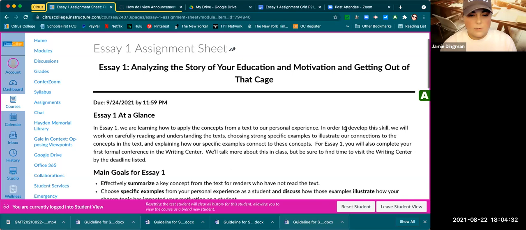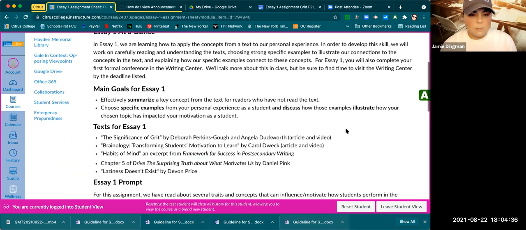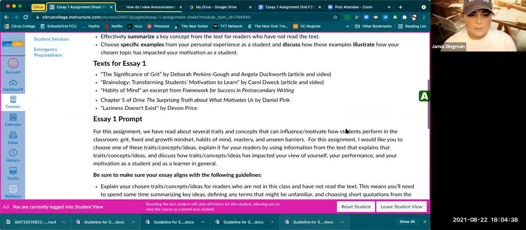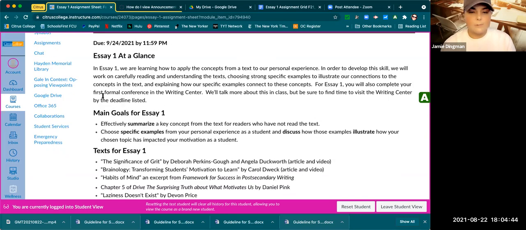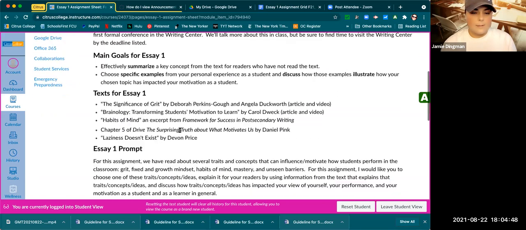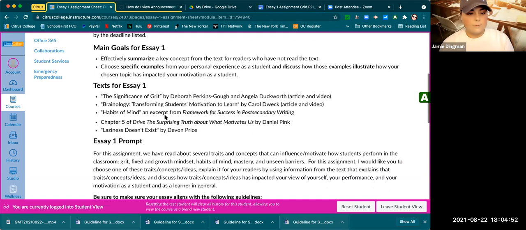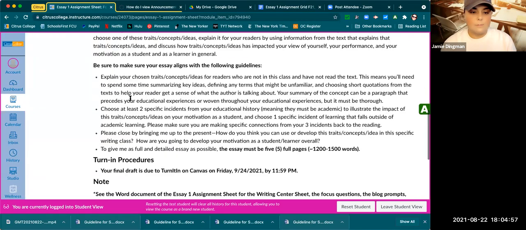Okay, so let's take a look at what we're going to be doing. So here's our prompt. This is how my essays are always formatted. I give you a little summary. I give you our goals. What are the key writing, reading, critical thinking aspects that we're working on? I list out the text that we're using, and we're using 5 core texts for this essay. And then I give you the prompt and then turn-in procedures.